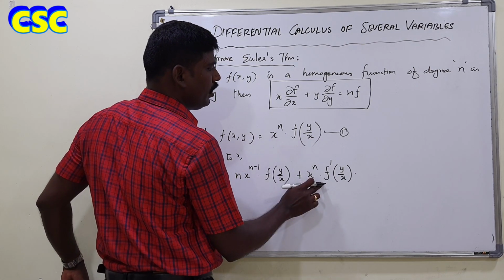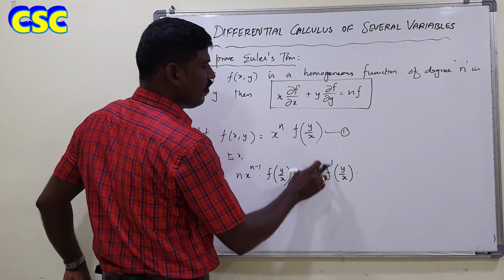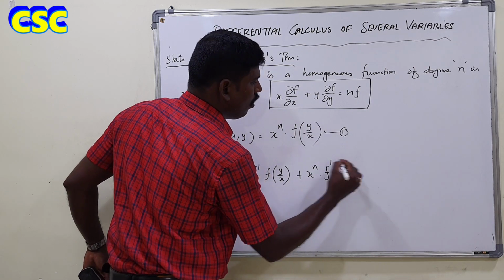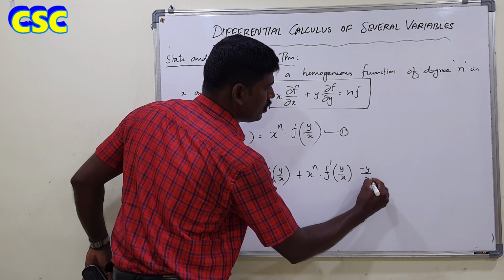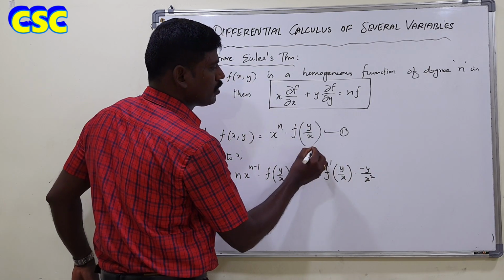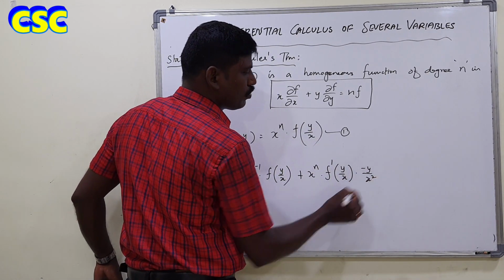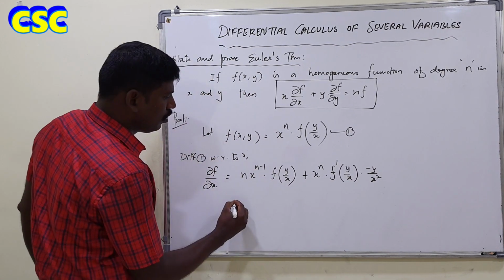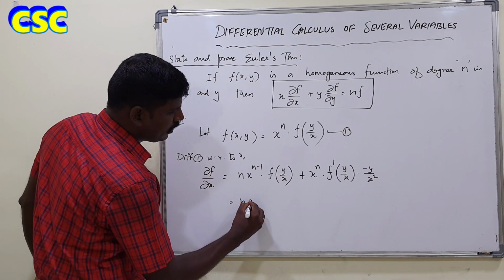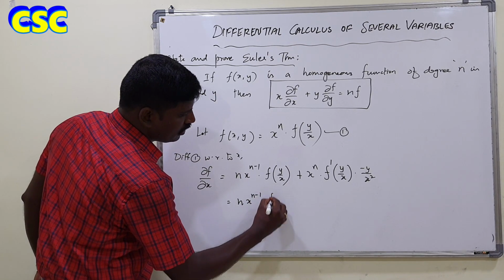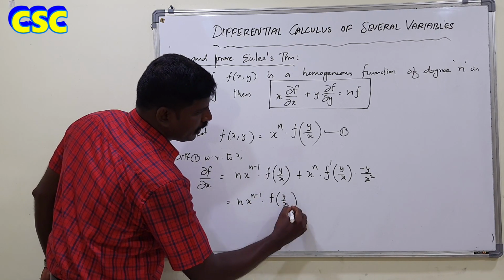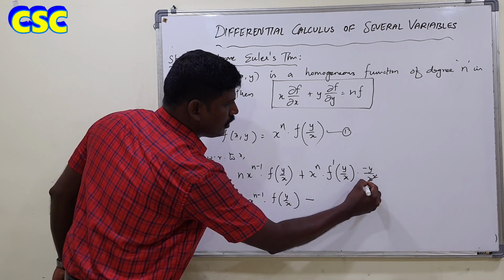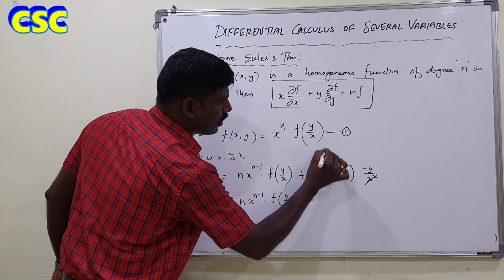Now I have the derivative of f partially with respect to x, f dash of y by x, and then the derivative of y by x with respect to x is minus y by x square. Y is constant, and the derivative of 1 by x is minus 1 by x square, so that can be written as minus y by x square. So this can be rewritten as n into x to the power n minus 1 into f of y by x, minus this, plus into minus, minus. We can cancel this x square with this x power n, so it becomes n minus 2.